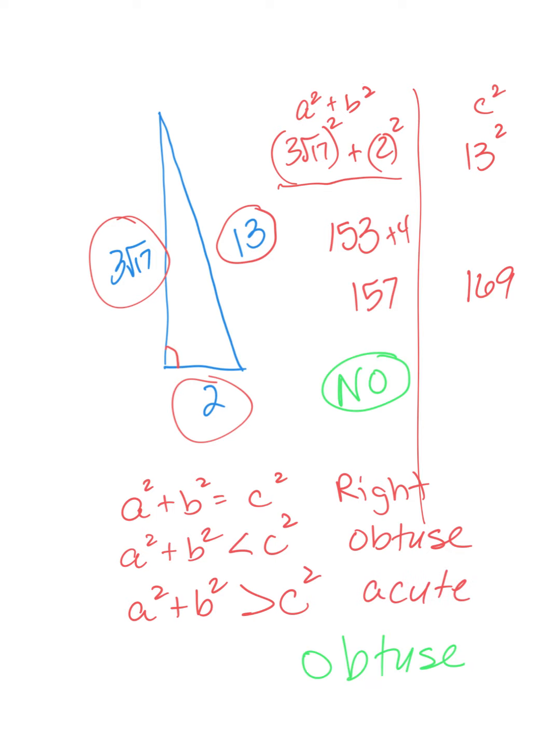So on the first 6, you're going to write yes or no. Is it right? Is it not right? And that's not right because they're not equal to each other.